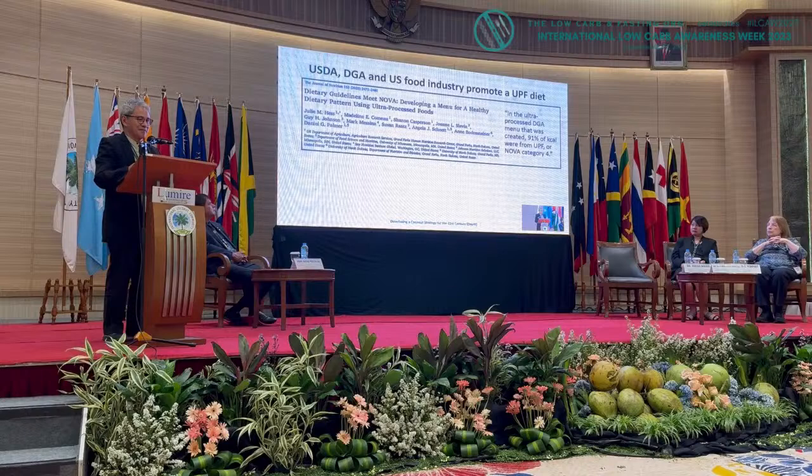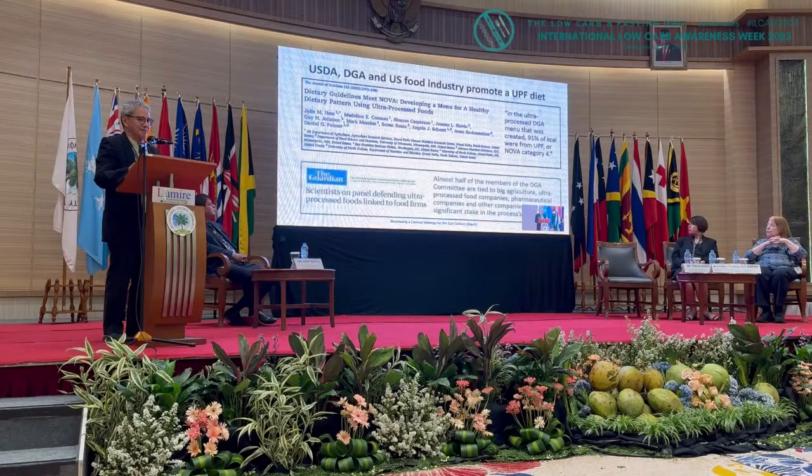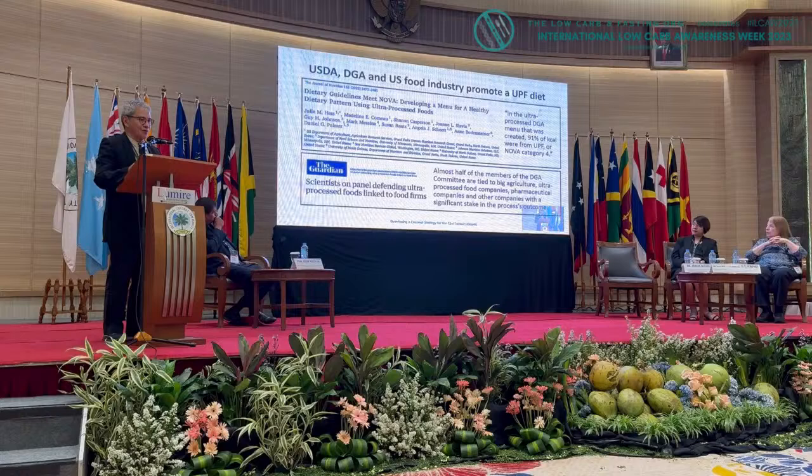And this article came out in The Guardian. Scientists on a panel defending ultra-processed foods linked to food firms. So almost half of the members of the Dietary Guidelines for Americans committee are tied to big agriculture, ultra-processed food companies, pharmaceutical companies, and other companies with a significant stake in the process outcome. So the problem now here is they want everyone to follow the Dietary Guidelines for Americans, but then it really will promote ultra-processed food.